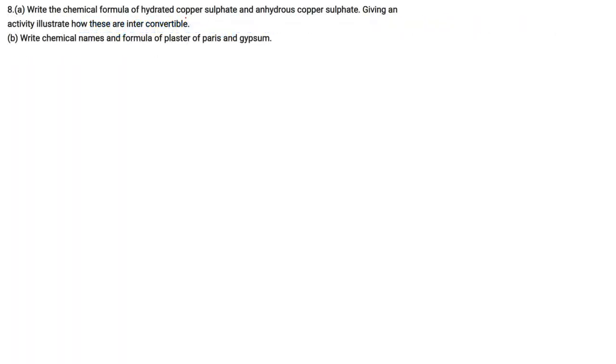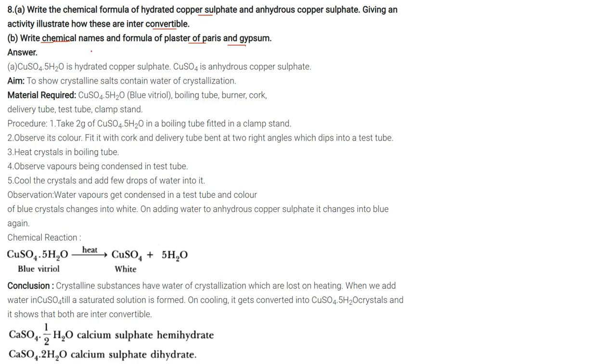Write the chemical formula of hydrated copper sulfate and anhydrous copper sulfate. Giving an activity, illustrate how these are interconvertible. Write chemical names and formulas of plaster of Paris and gypsum. So first we'll see the first part. The answer is CuSO4.5H2O, which is hydrated copper sulfate, while CuSO4 is anhydrous copper sulfate.